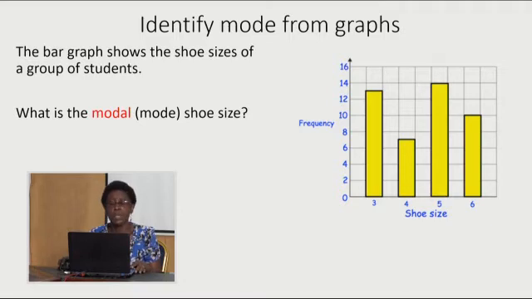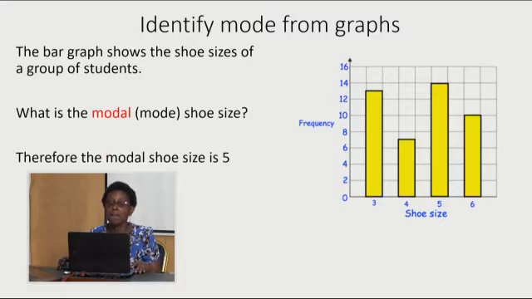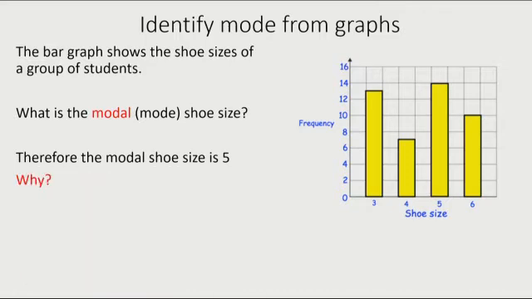How would you figure this one out? You've got size 3, size 4, size 5, and size 6. How would you figure out which is the modal shoe size? Well done if you've said shoe size 5 is the mode, and you've also said because the bar is the highest bar on the graph. Okay, so that's how you would identify it on a bar graph. You look for the highest bar, and this will give you the mode. Well done if you've done that.